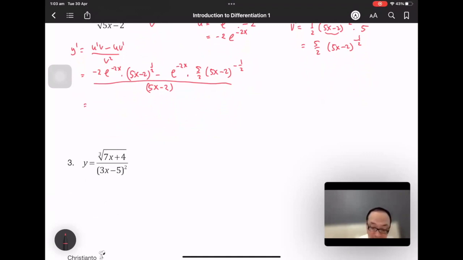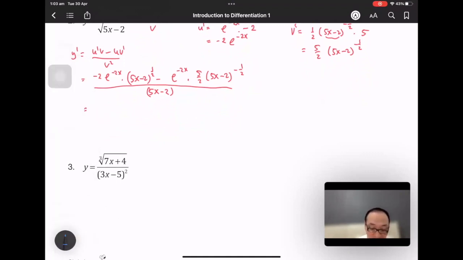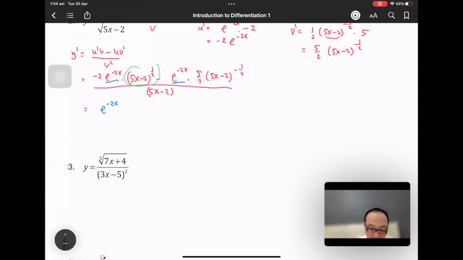So now, what are the same factors? Okay, let's see. We have e to the minus 2x here, so we can factor out e to the minus 2x. And we have 5x minus 2. If you see, this term will be the same as this, but we take the smallest power, negative 1 over 2.